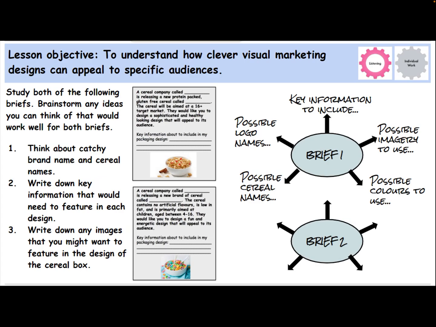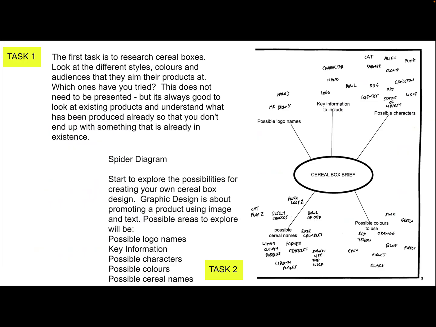So for instance, it might be a cereal company named Kellogg's is releasing a new brand of cereal called Corn Flakes. The cereal contains no artificial flavours, is low in fat and is primarily aimed at children aged between 4 and 16. They would like you to design a fun and energetic design that will appeal to its audience. So that's basically what we're going to be doing over the course of this project.